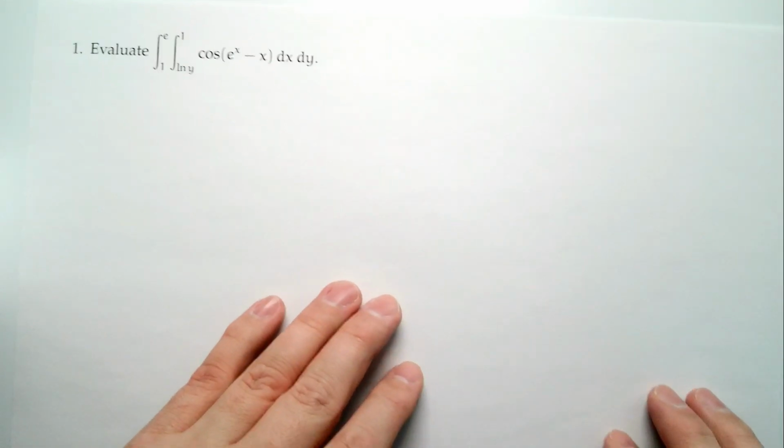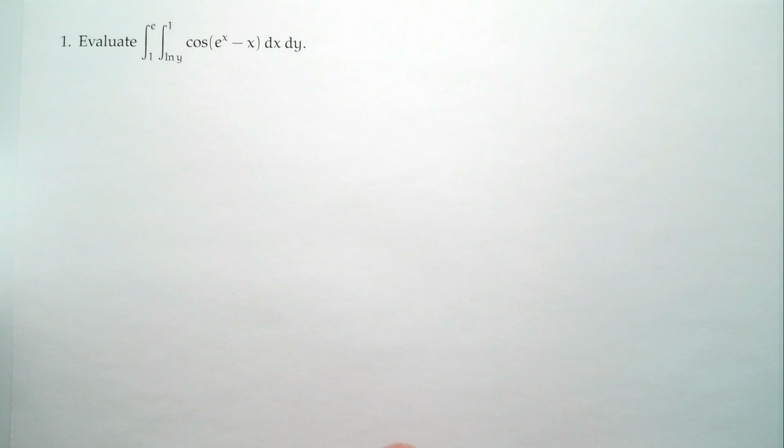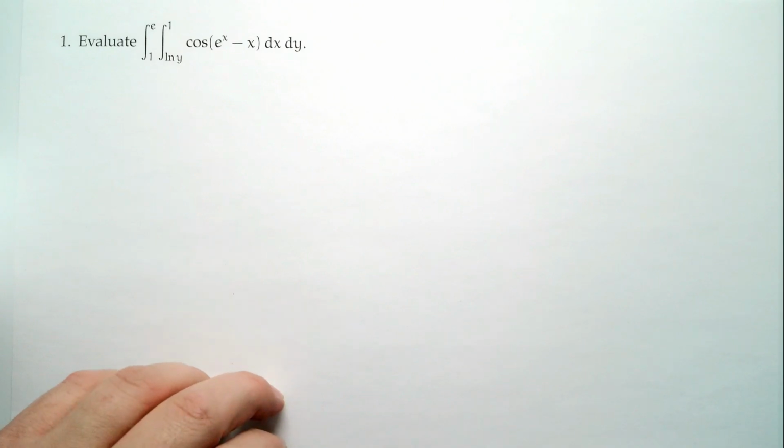Well, let us begin. And we'll start with a simple problem. Well, maybe. Evaluate the following. We're going to integrate 1 to e, integrate log y to 1, cosine of e to the x minus x dx dy. Now, this problem just says integrate, and our first reaction is like, oh, well, there's nothing so crazy here. And then we look a little bit closer and we might say, see, cosine of e to the x minus x, you really can't integrate that.